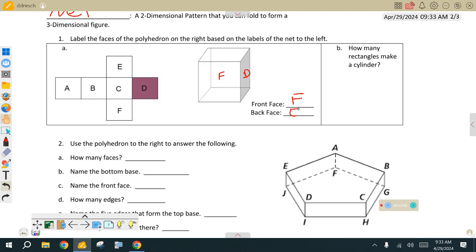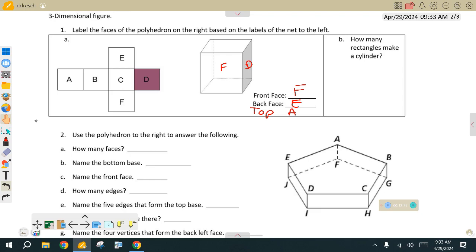I know it doesn't ask you, but which one would be considered to be our top face? A is our top face. So if you got A and F and E in the right locations, you should be on the right track of folding these back up. Okay? Same idea. Let's go down to number two.